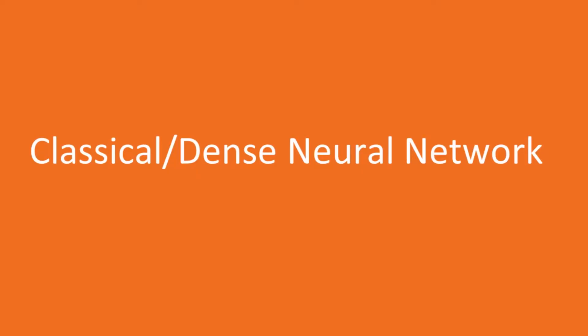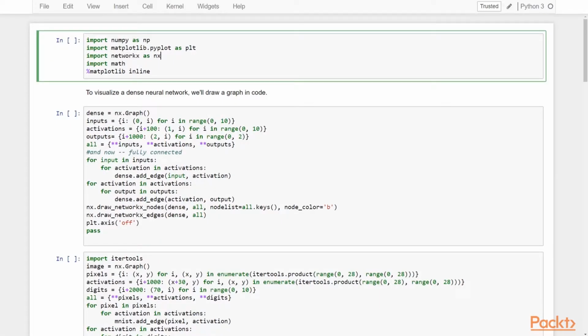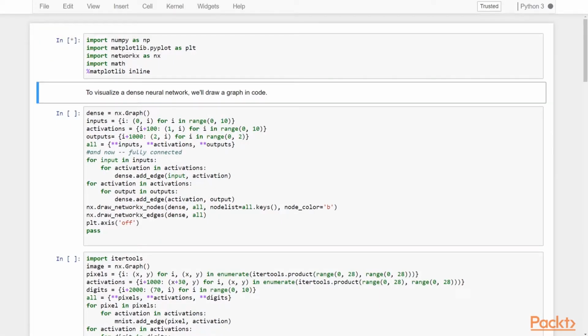Let's get started. In this video, we'll be looking at the actual structure of a classical or dense neural network. We'll start off with a sample neural network structure, and then we'll expand that to build a visualization of the network that you would need in order to understand the MNIST digits. And then finally, we'll relate how the tensor data is actually inserted into a network. Let's start by looking at the structure of a dense neural network.